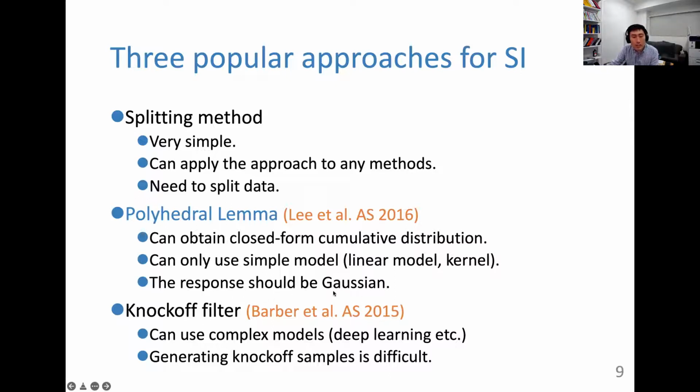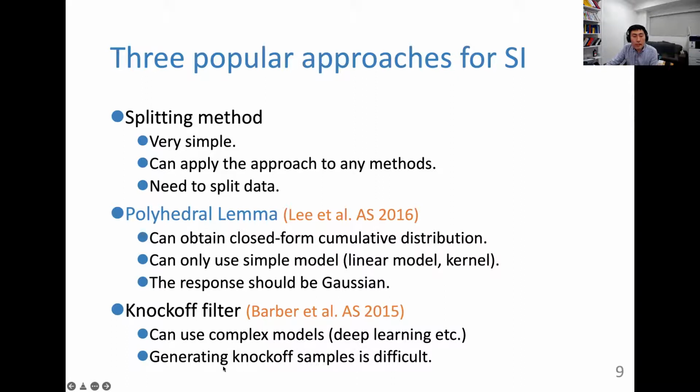Another approach is based on the knockoff filter. This is proposed by Barber et al., Annals of Statistics 2015. This is another type of selective inference approach, and it can use complex models. Definitely we can use it for deep learning as well.